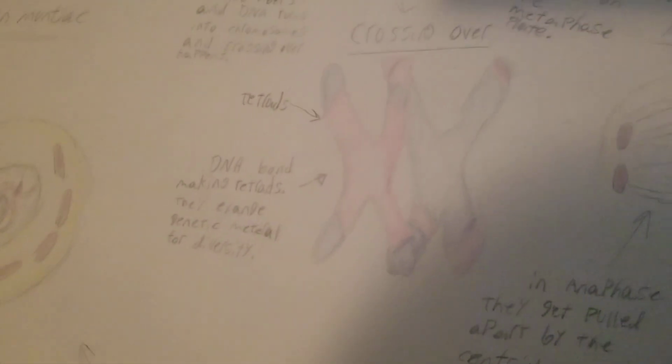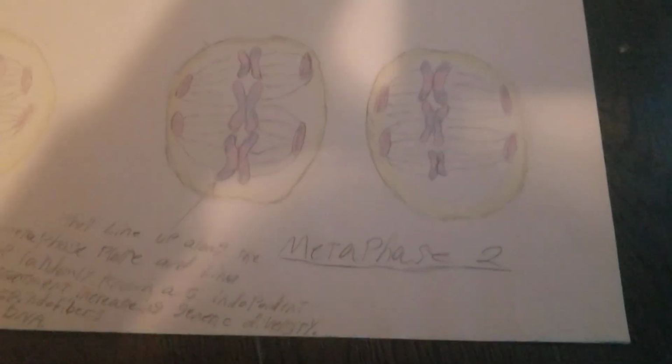So yeah, and then in the end, there are three different ways genetic diversity occurs. The first one is crossing over. The second one is metaphase 1, and then metaphase 2. All right, that's it.